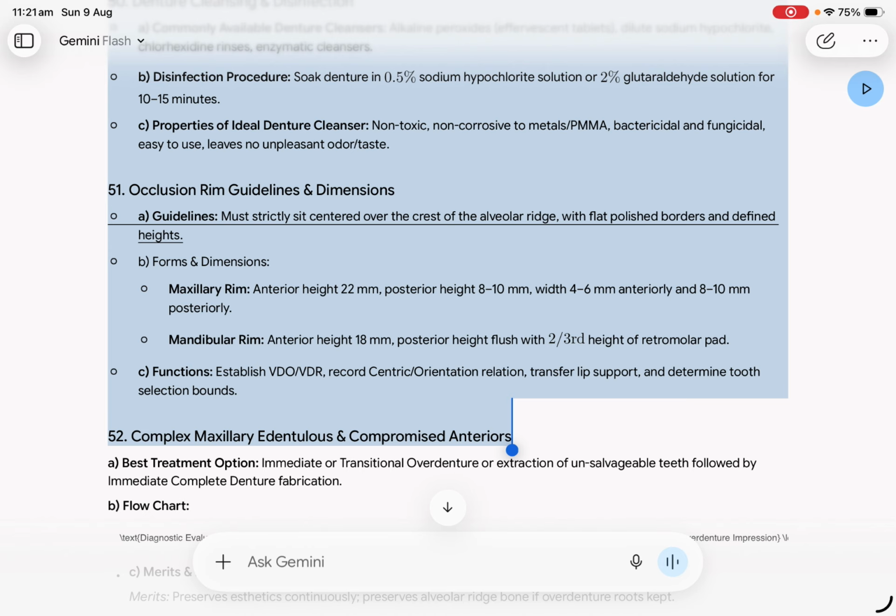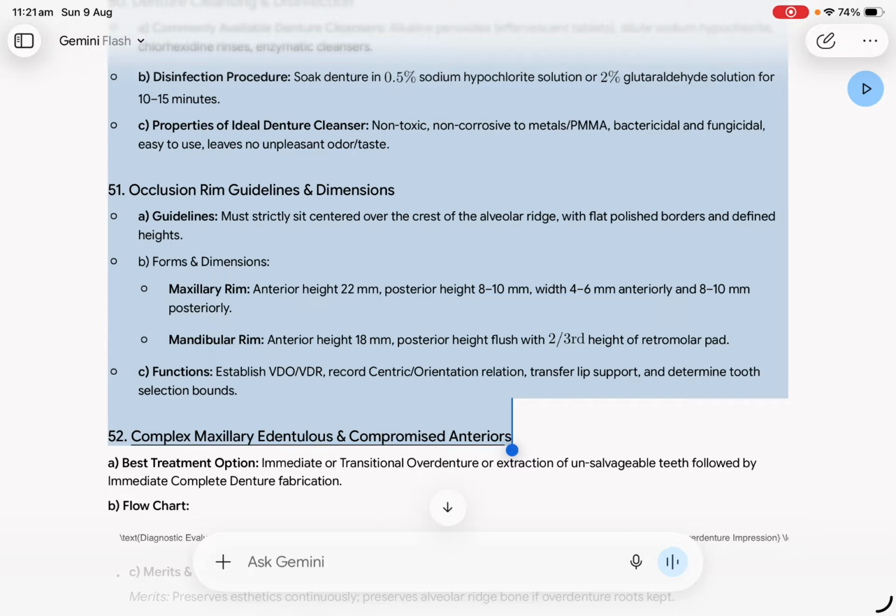B. Forms and dimensions. Maxillary rim: anterior height 22 mm, posterior height 8-10 mm, width 4-6 mm anteriorly and 8-10 mm posteriorly. Mandibular rim: anterior height 18 mm, posterior height flush with height of retromolar pad. C. Functions: establish VDO-VDR, record centric relation, transfer lip support, and determine tooth selection bounds.